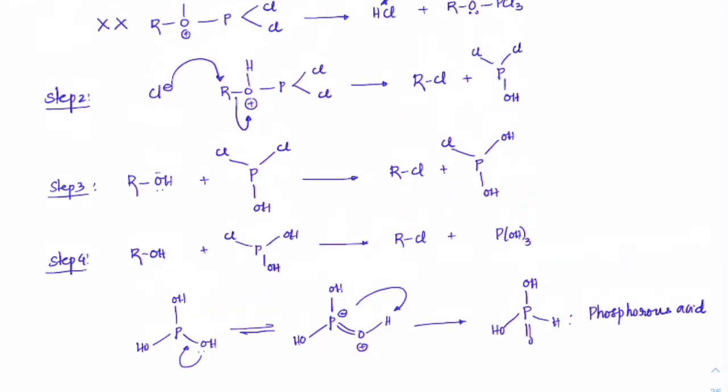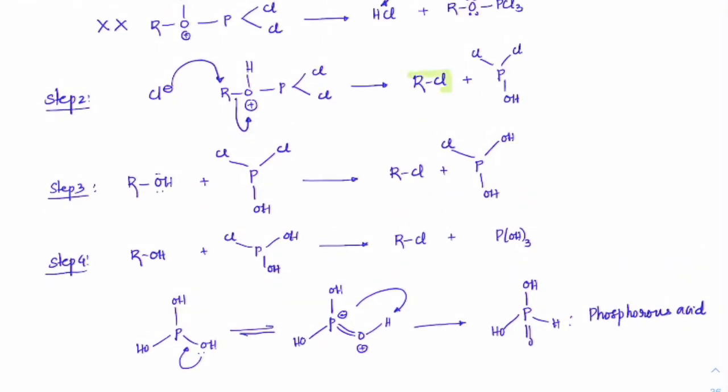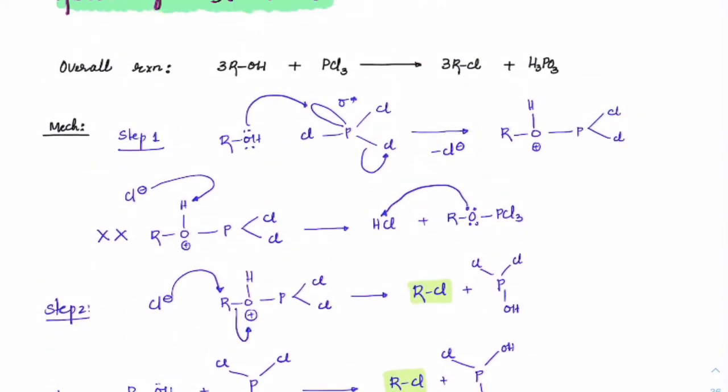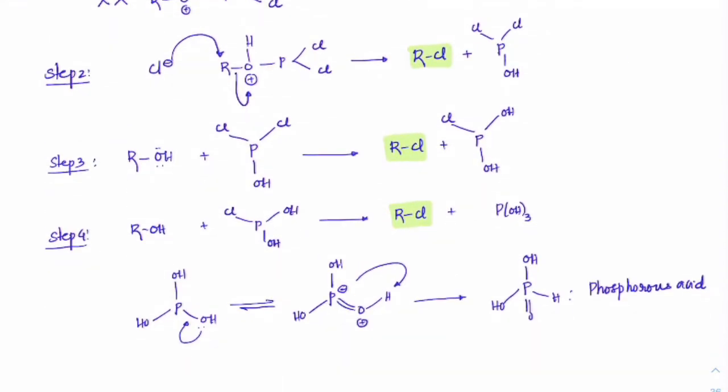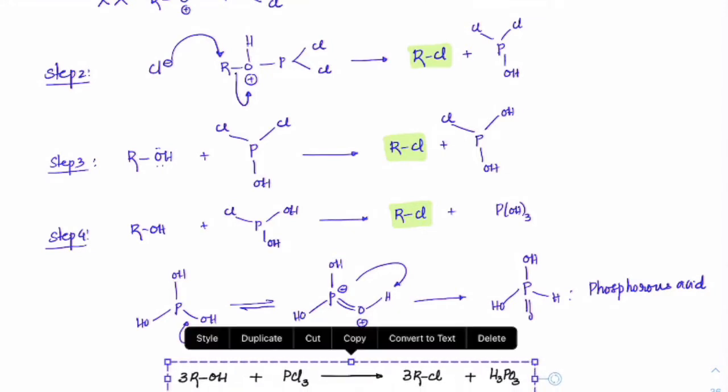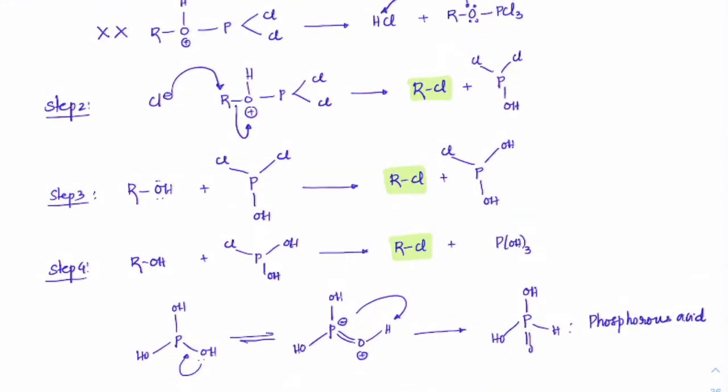So what we are getting, if you check out, we are getting 1 mole here, second mole here and third mole here. So all chlorines are being utilized by 3 moles of alcohols. So that's why in this overall reaction, you can see 3 moles of alcohols plus PCl3 will give 3 moles of alkyl halide and H3PO3. Okay, just make a note of it.